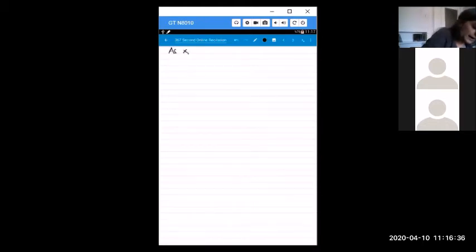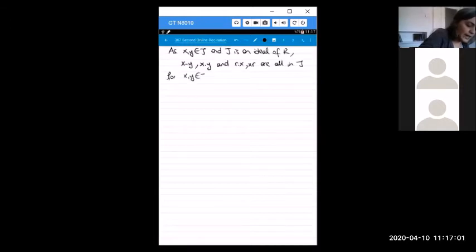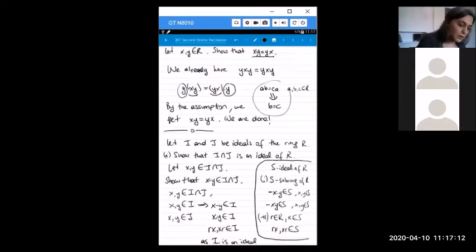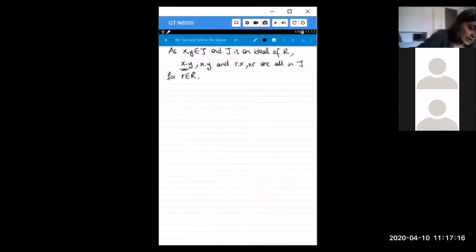xy is in J, and J is an ideal of R. We know that x minus y, x times y, and r times x, x times r are all in J for x, y in J and r in R. So from the first one, we have x minus y in I, and from the second one, we have x minus y in J. This means that x minus y is in I intersection J. x times y is in I intersection J.